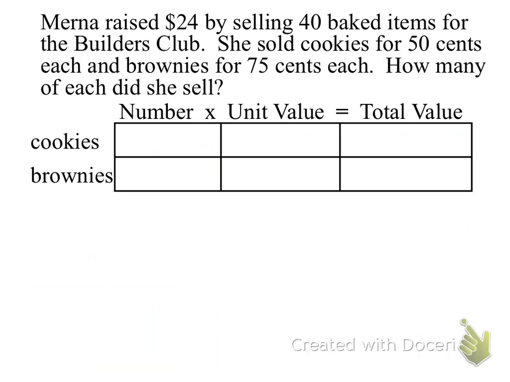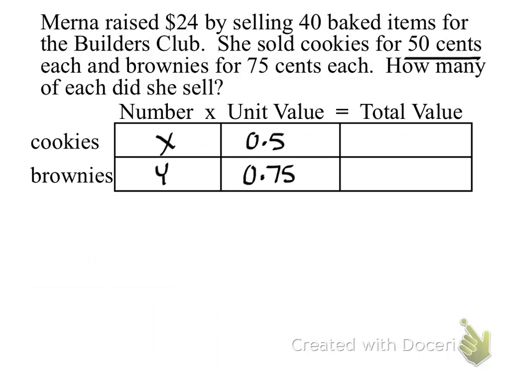Cookies equals X. So he wants to call cookies X. What else can we place? Ari? Good. What do I put in the unit value for the cookies? Elisa? Be careful. Make sure you're showing 50 cents. And what is going to go in the unit value? Olivia? 75 cents. That's 75 hundredths.